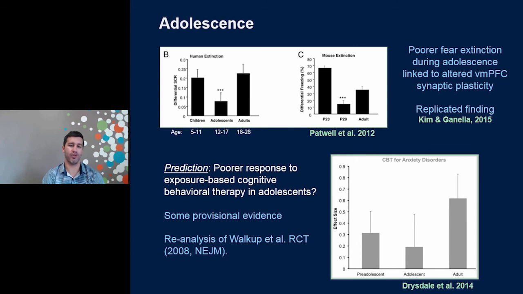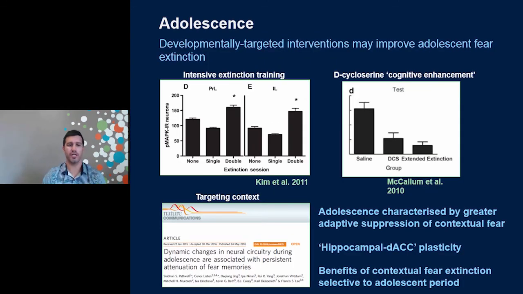And there's some early evidence that this might be the case, very provisional. What I'm showing on the bottom here is a reanalysis of CBT response that broke down these subgroups into pre-adolescent, adolescent, and adult. Even though it's very preliminary, there's some hint here that adolescents don't respond as well to CBT, maybe for these reasons. We need to know. I think this is an interesting area that is, it's early days, but needs to be considered seriously.